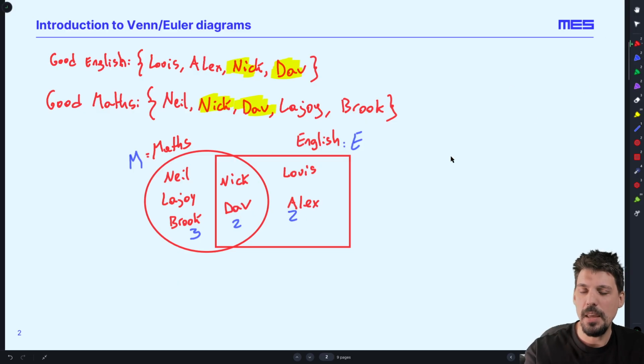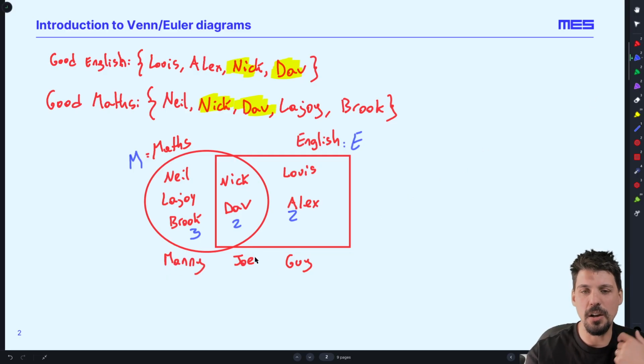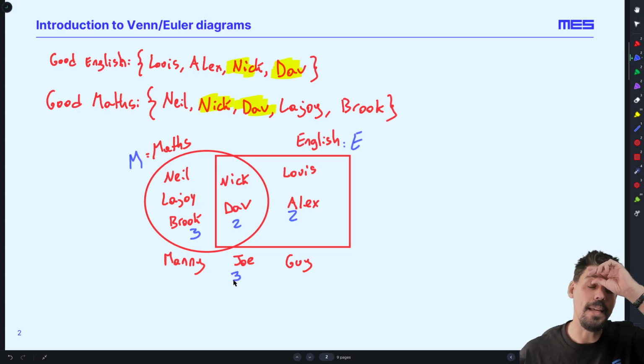And we could even, if we really wanted to, start putting people on the outside. I realize now this is going to be super harsh, but there we go. So for example, Joe and Guy, just pulling names out of a hat here. Who else do we have? Oh, let's go for Manny. These would be individuals that aren't classified as good at maths or good at English, which is not the case at all, but there are 3 people on the outside there.